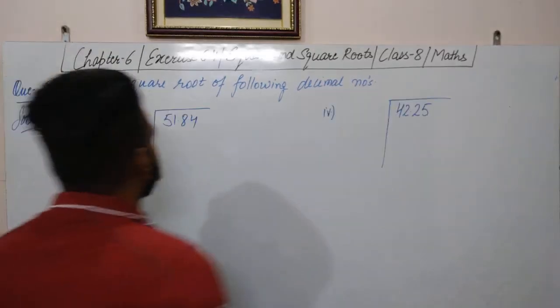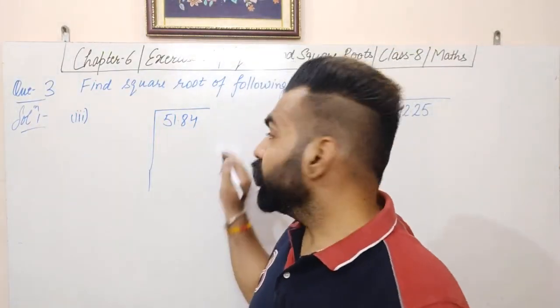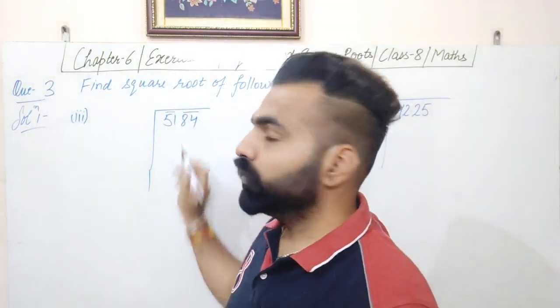Now part number 3, 51.84. The first step is to put bars. The first bar will be put on 84 and the next bar will be put on 51.